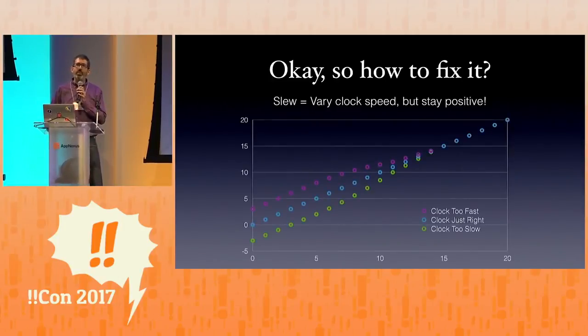The blue line represents a perfectly accurate clock that is exactly in time with reality. The purple line represents my clock running a little bit fast. So what slewing is going to do is say, let's just slow the clock down a little bit until the blue line catches up, and then we're good. The green line, similarly, my clock is too slow. Speed my clock up a little bit until we catch up. Now we're back in sync with reality.